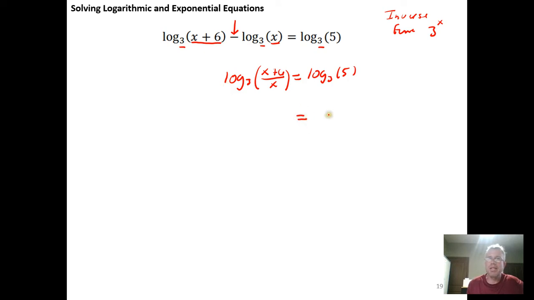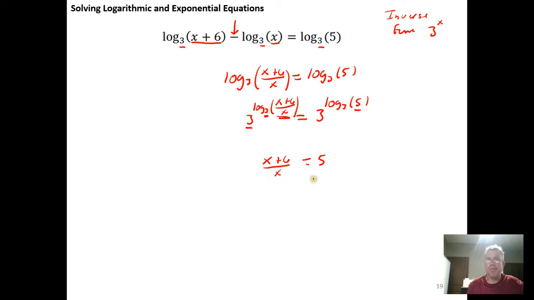I'm going to go ahead now and exponentiate base 3. So 3 to the log base 3 of 5, 3 to the log base 3 of x plus 6 over x. And the exponentiation base 3 will cancel the log base 3, giving us the 5 that's inside the log function, and the stuff inside the log function on the other side.